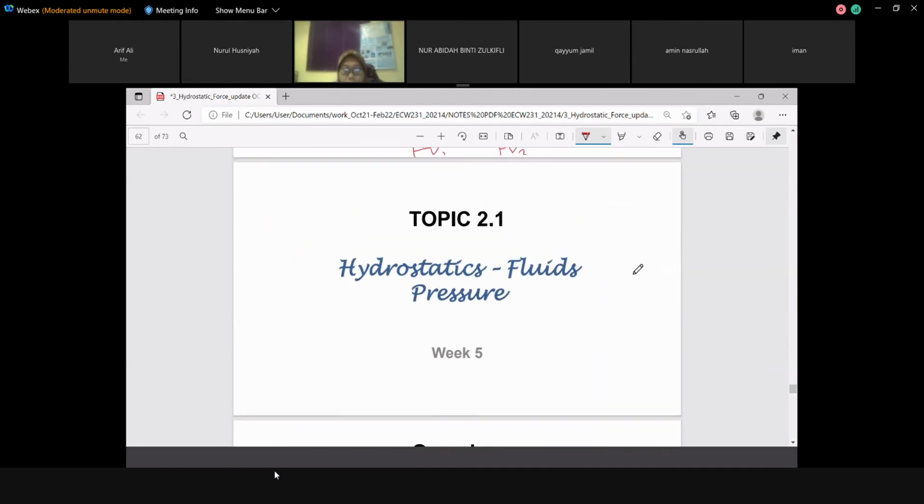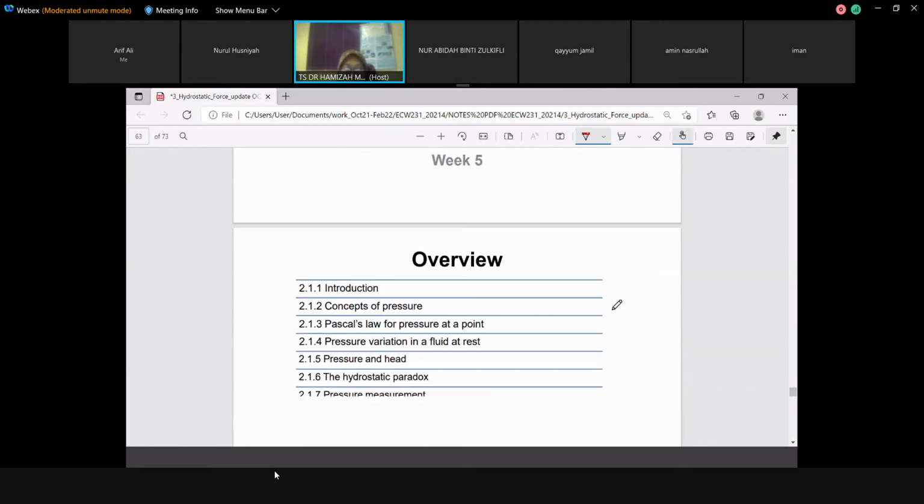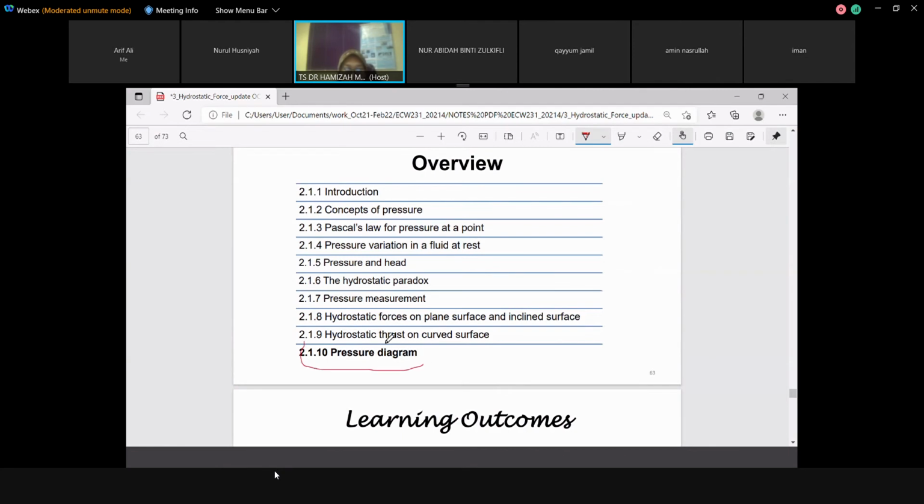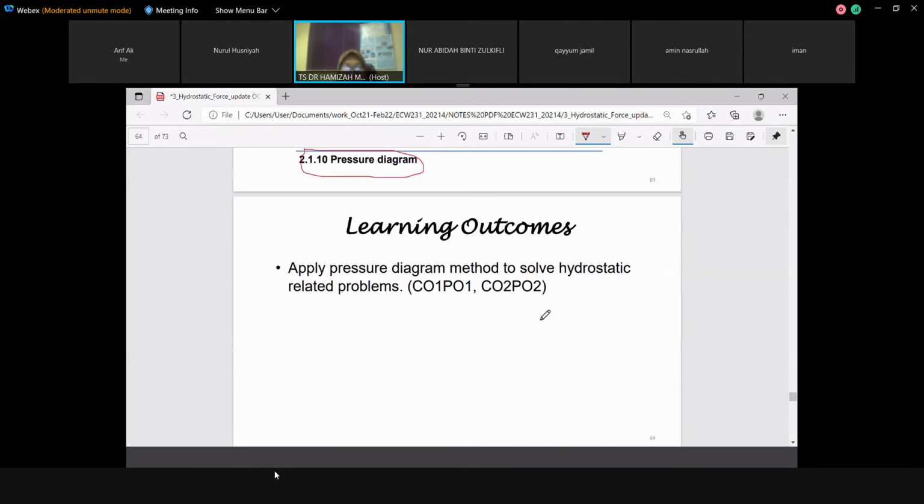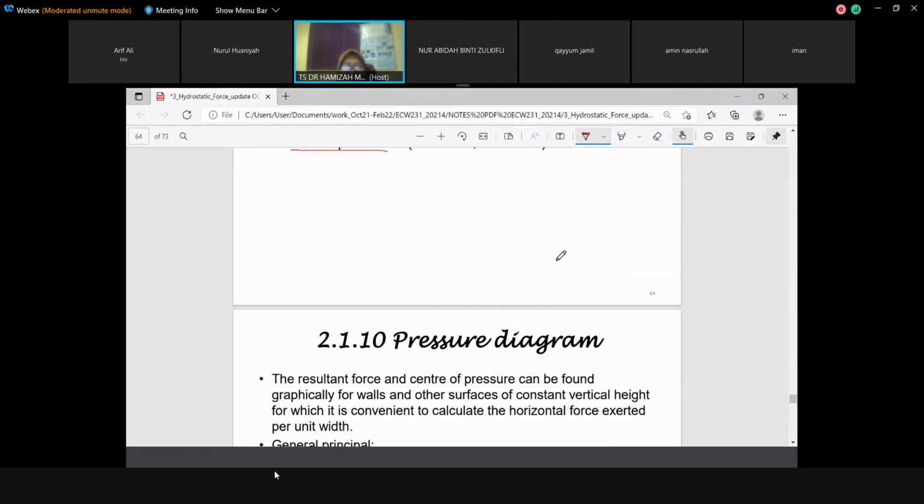Okay, before we do another question for tutorial, let's see on the next topic, which is pressure diagram. Bukan next topic, another subtopic, which is pressure diagram. Okay, the learning outcome, you will apply this pressure diagram method to solve hydrostatic related problems. Maksud dekat sini, instead of using the step yang you cari tadi untuk kira hydrostatic forces, we can use the pressure diagram. Okay, let's see how pressure diagrams punya method.